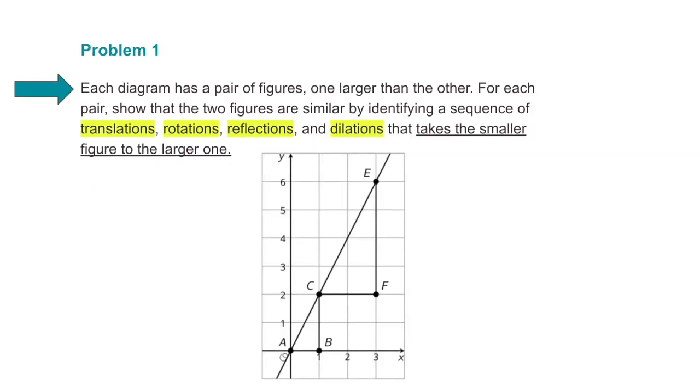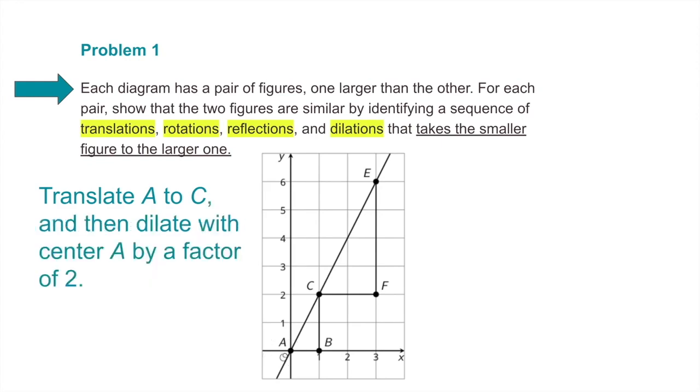Here's a pair of figures. In the lower left-hand corner, you have triangle ABC, and above it, to the right, you have triangle CFE. Translate point A to point C. Here's point A, and here's point C. Translate A to C, and then dilate with center A by a factor of 2.